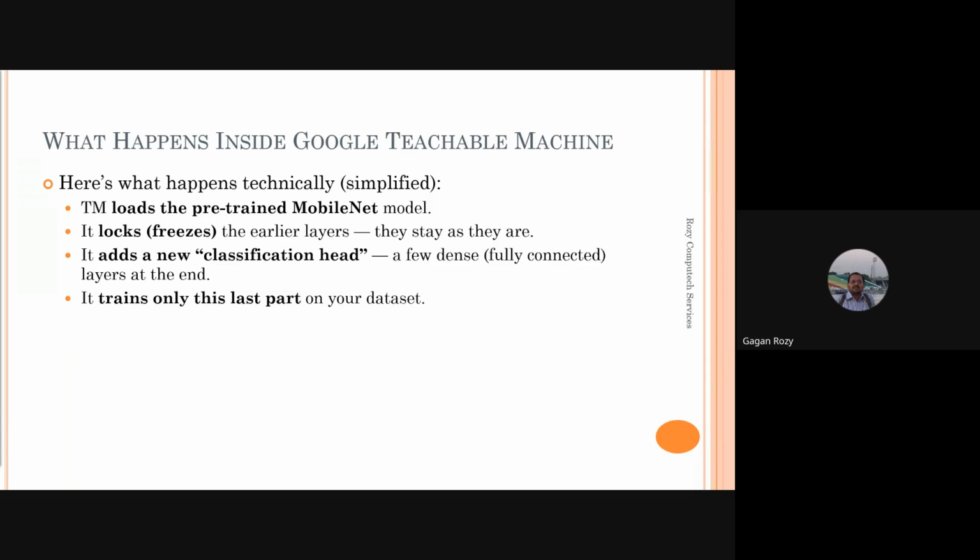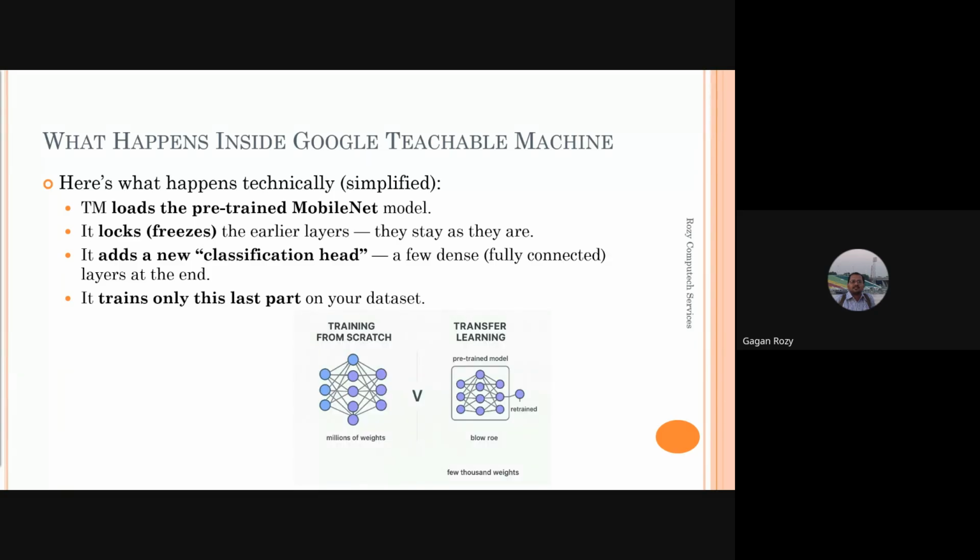Simplified, that is, Teachable Machine loads the pre-trained MobileNet model. It locks, that is freezes, the earlier layers and keeps them as they are. It adds a new classification head, a few dense, fully connected layers at the end. You can see here the same image I took from the last slide.